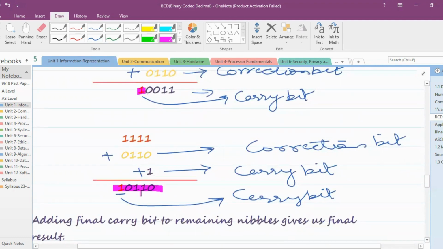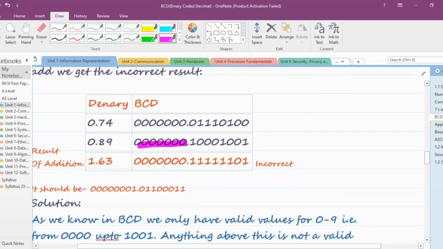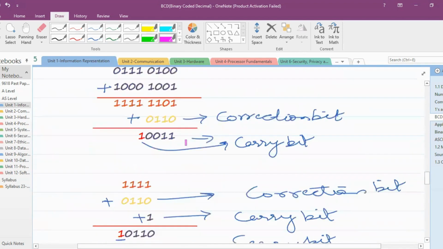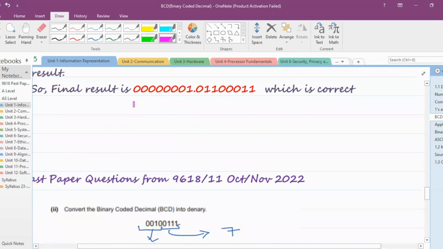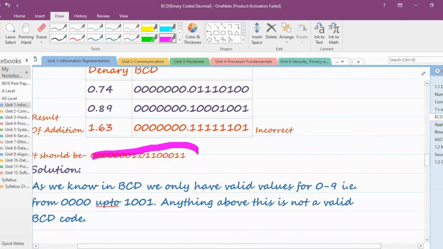Now this number, of course, is acceptable, however there is a carry bit again, right? So this carry bit will be added to the next of the zeros, right? So the final answer that I get is this, which is correct, which is equal to 1.63.